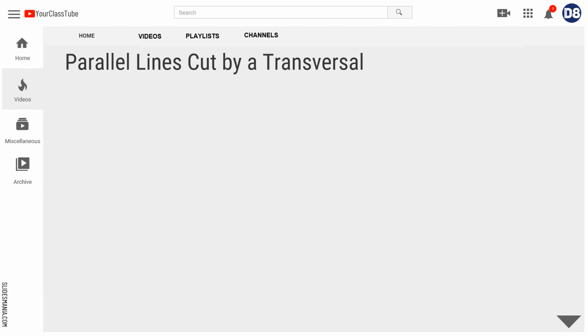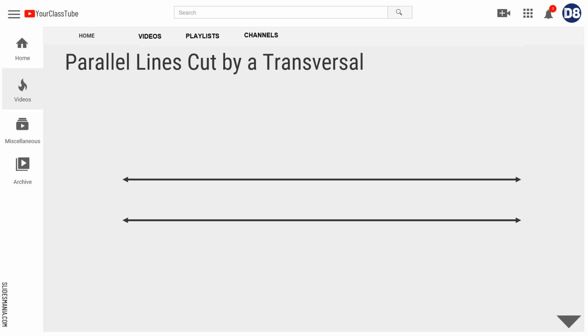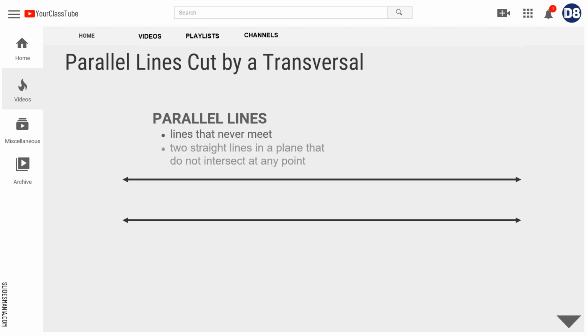Parallel lines cut by a transversal. So again, what are parallel lines? Here we have two lines. We say that two lines are parallel if these lines never meet. Even though they are lines and they can extend infinitely in both directions, left and right, they will never meet. That's the simplest way to describe parallel lines. Or we could also say that parallel lines are two straight lines in a plane, they should be in the same plane, that do not intersect at any point.